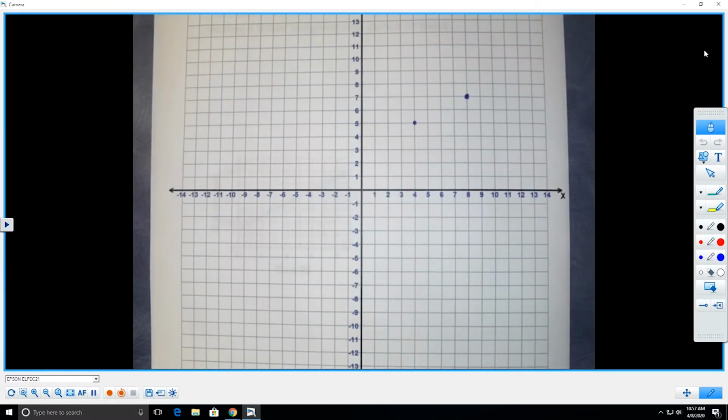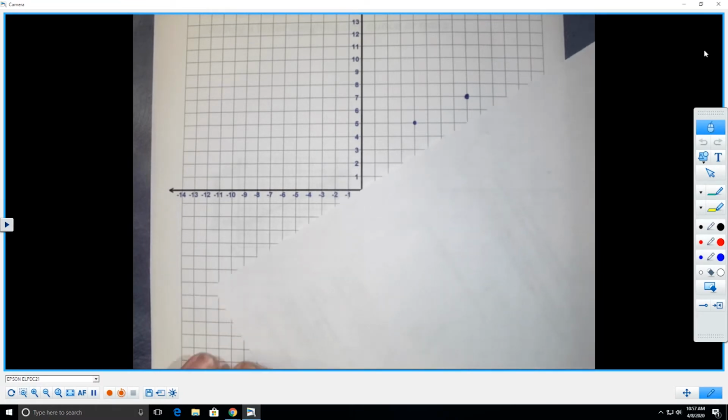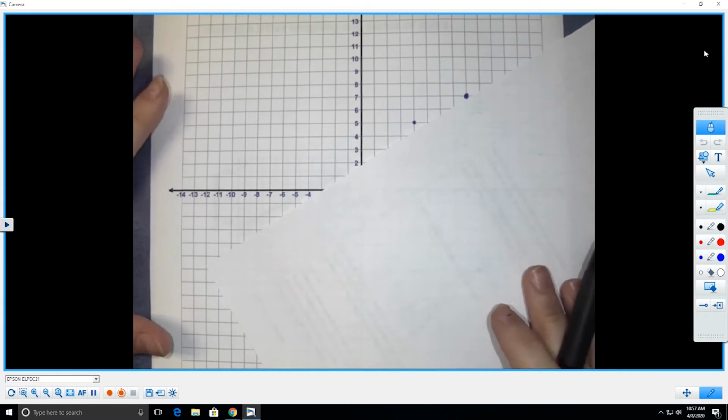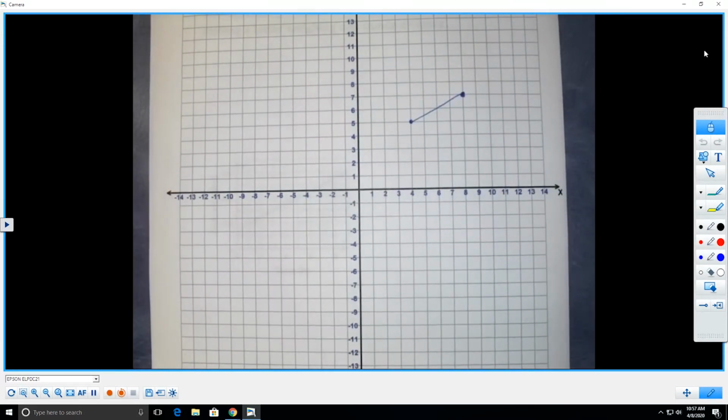So we are going to now use a straight edge, or you can just use your paper if you want, to draw a line between them. I'm not going to draw any further for the y-intercept. I'm going to wait. Okay. So how can we use this graph to find the slope of this line?